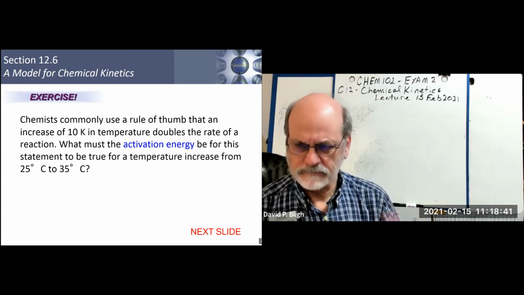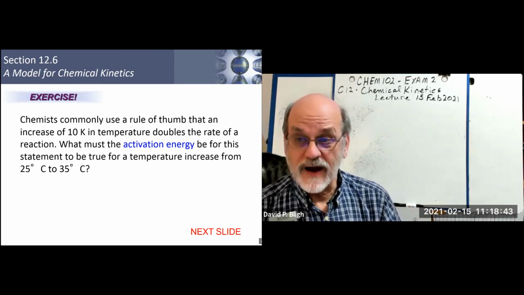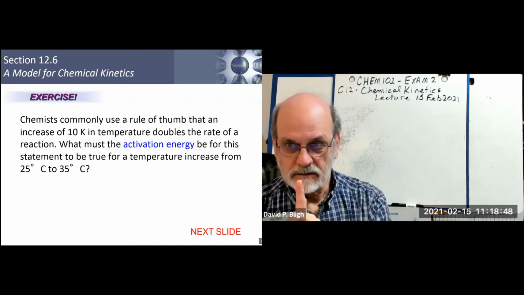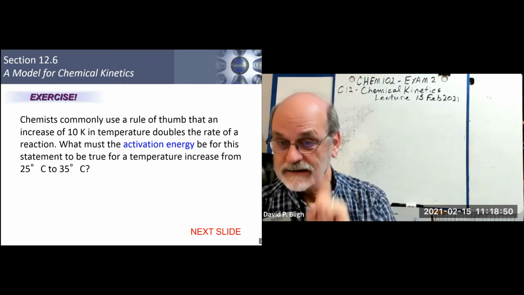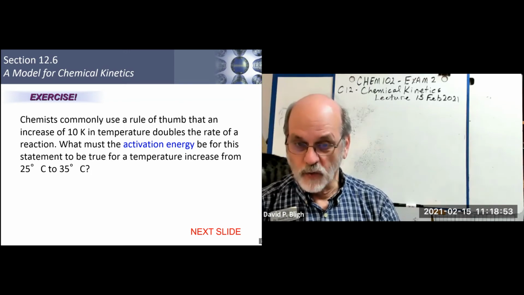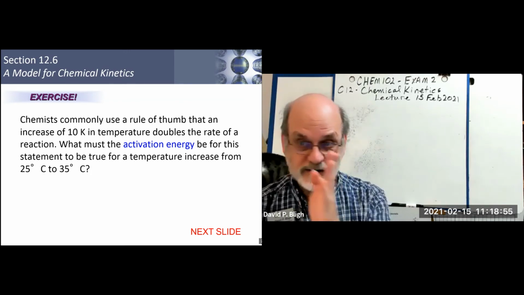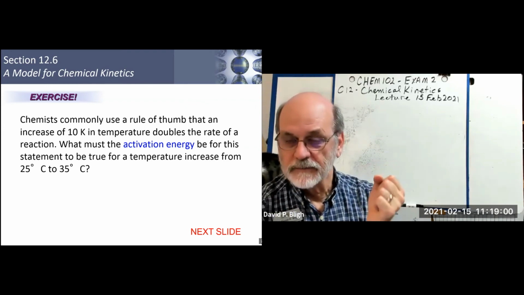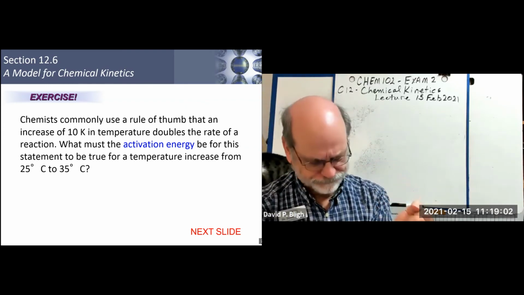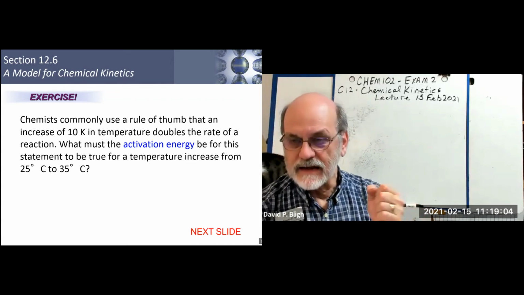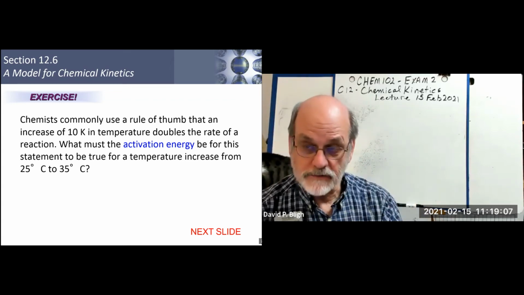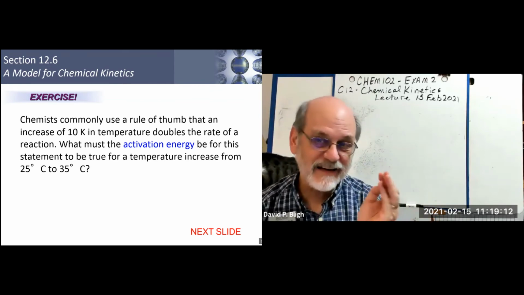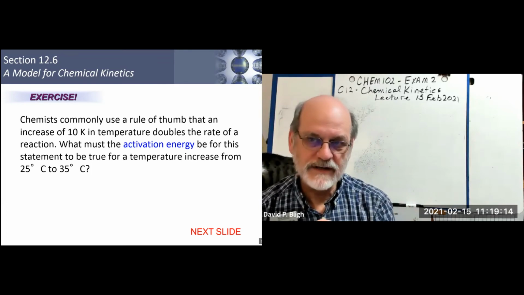Now, obviously, that's not true for every reaction. There's really only one type of reaction for which that is exactly right, and that's the one where the activation energy is fixed at a certain point, because the temperature does govern the rates of reaction, and that is related to the activation energy for the reaction. So if you've got a different activation energy, then that rule of thumb is not exactly doubling the reaction rate for every 10 degrees.